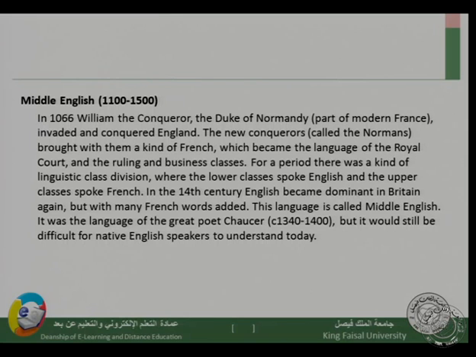Germanic tribes invaded Britain and brought their languages. Now we have another invasion. This is like a French invasion. We have the Normans. They brought with them a kind of French, which became the language of the royal court and the ruling and business classes. So this French language became the language of the elite, لغة النخبة, the elite. So now this will add to the history and origin of English.